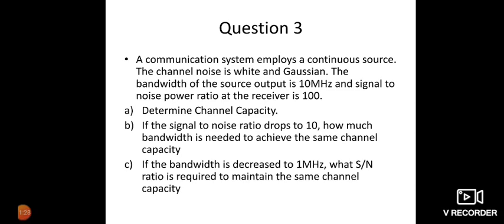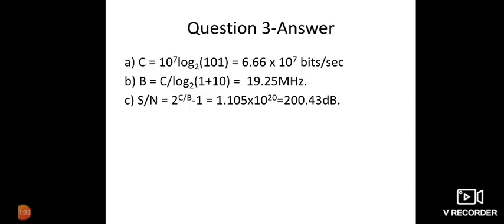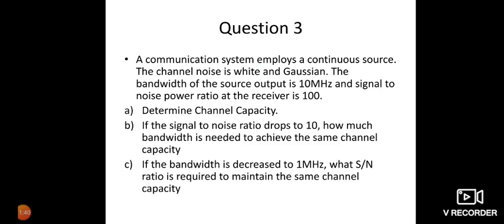Okay, so you will get C. You will get C means the channel capacity you will get, and you are finding the answer for A. Okay, A is equal to C, 10 raised to 7, that is 10 into 10 raised to 6, then log base 2 (101). You will get this answer. So now we will see B. If the signal to noise ratio drops to 10, which means what? S by N, now we want to take 10. Then how much bandwidth is needed to achieve the same channel capacity?